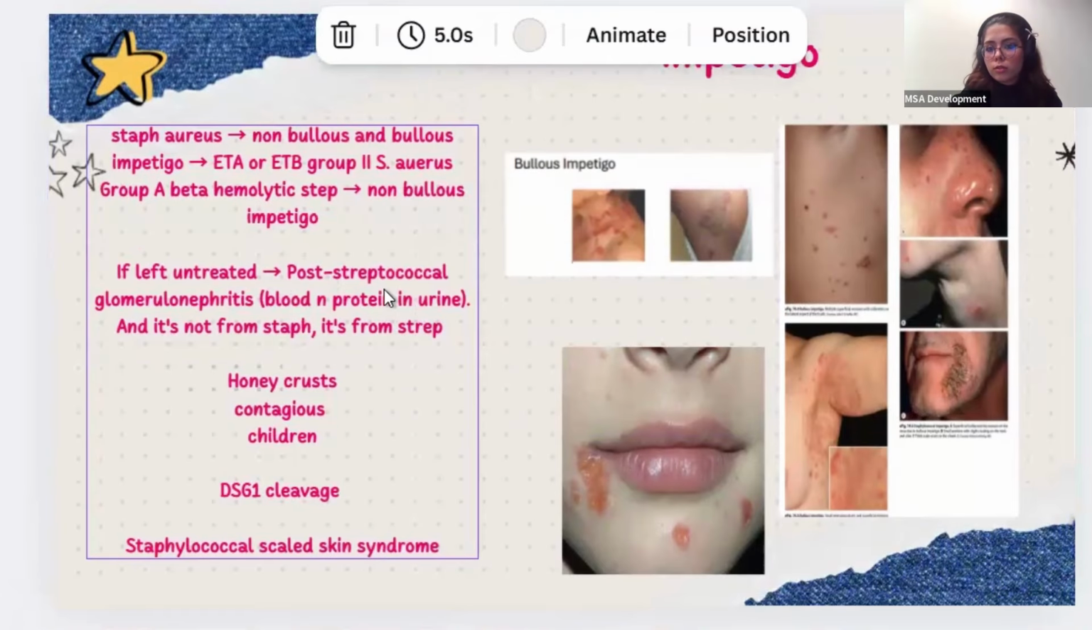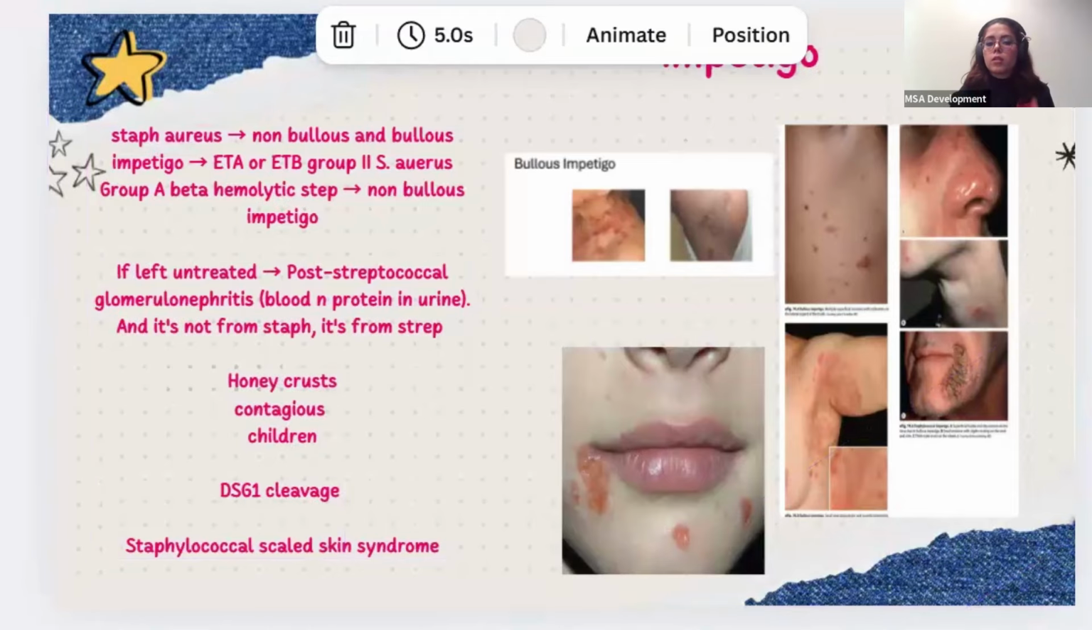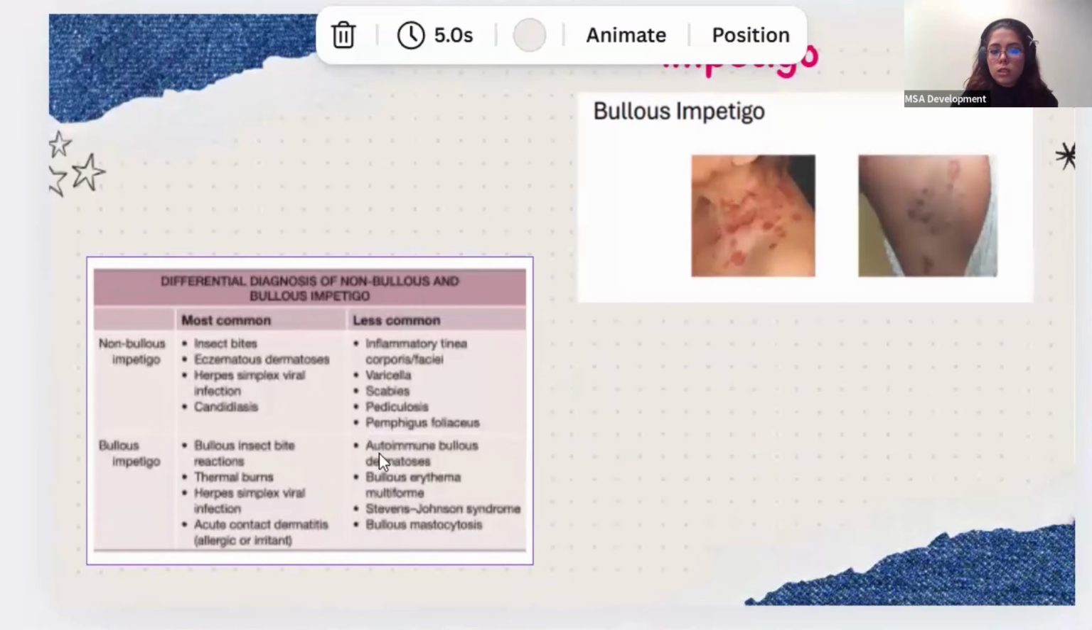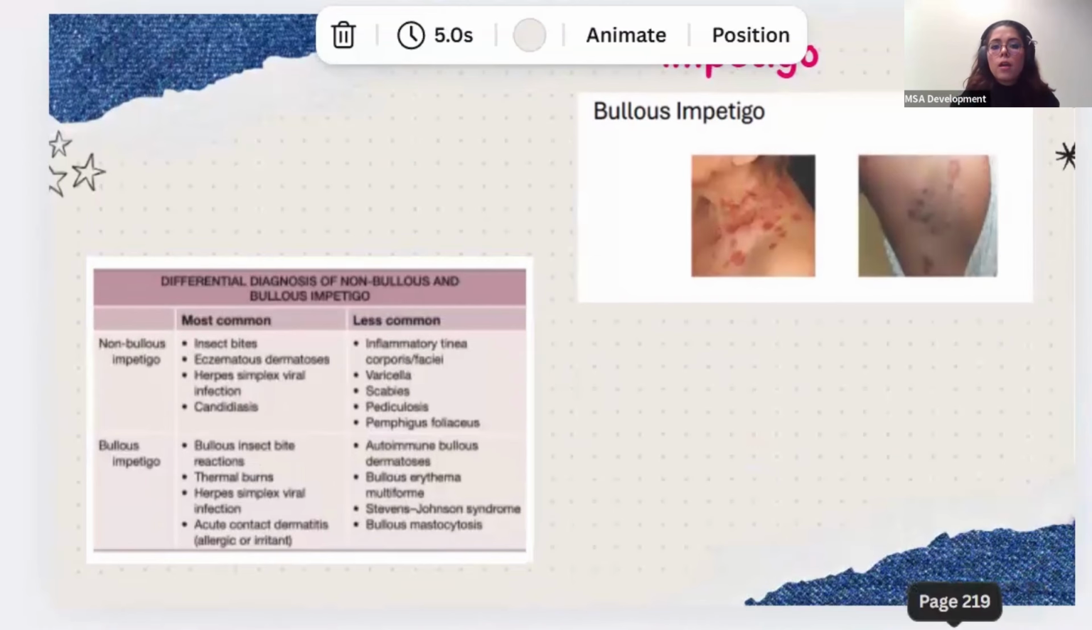If left untreated, it causes streptococcal glomerulonephritis. Staph aureus specific, no, not Staph aureus, sorry. Strep specifically, if it's left untreated, causes glomerulonephritis, which is the inflammation of the glomerulus. And when that happens, you lose blood and protein in the urine. Okay. The clinical sign is honey crust. It's contagious in children. There's DSG1 cleavage, and there's something called staphylococcal scalded skin syndrome. I'll talk about it in a second. This was from the derm lectures. I included it just in case.